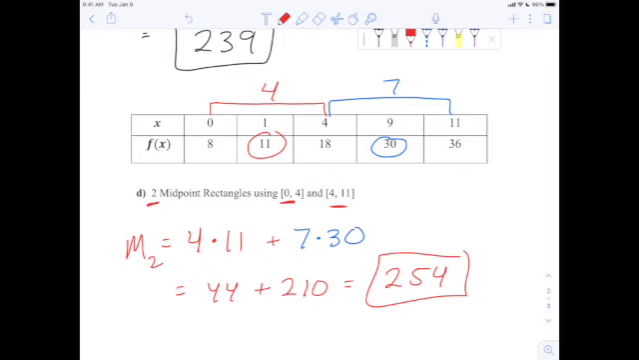But hopefully this all makes sense, and you're comfortable seeing these things in a table.